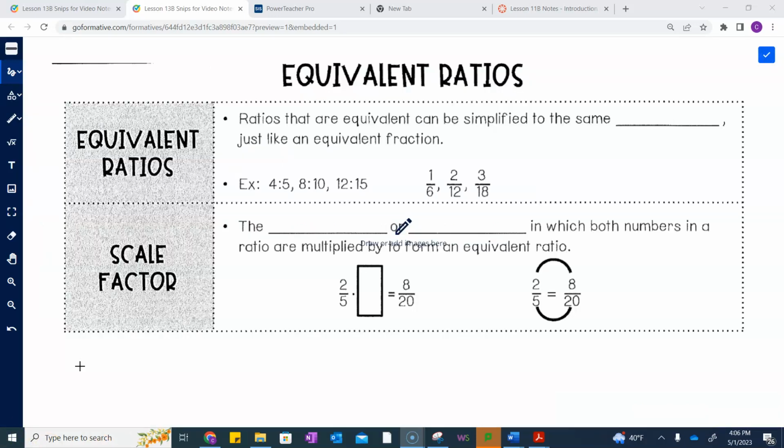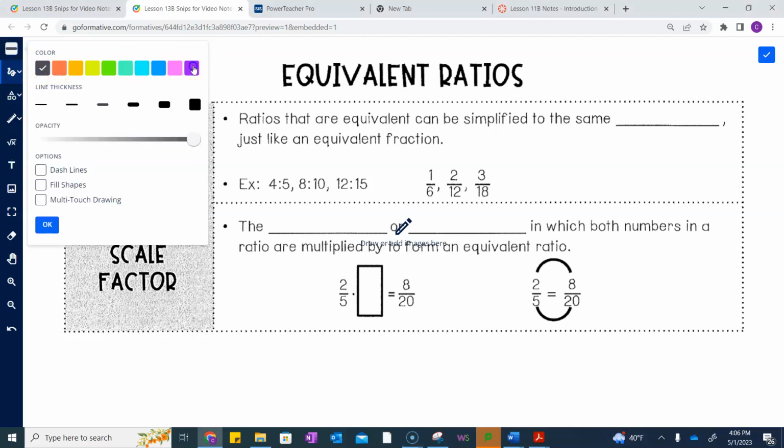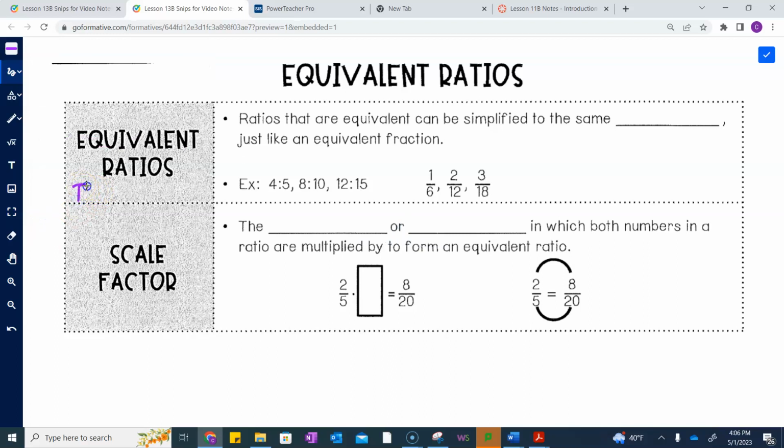So we're going to start off with two vocabulary words for this lesson that you need to understand. One is equivalent ratios. Another word we will use for these equivalent ratios is proportions. And the other vocabulary word is scale factor. Ratios that are equivalent can be simplified to the same values. Those are equivalent fractions. If you can simplify them to the same values, they're called equivalent fractions or proportions.